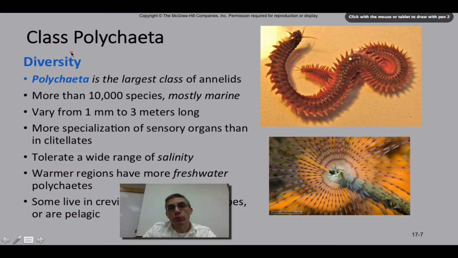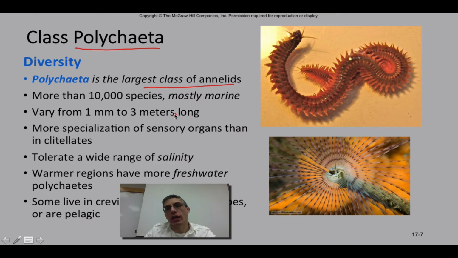Now, the first group that we're going to look at, the first class that's found within the Phylum Annelida, is going to be the class Polychaeta. Polychaetes are the largest class of annelids. As we had said, about 2/3 of the annelids are going to be marine worms, and a large number of them fall into this particular category. There's more than 10,000 species of polychaetes, and again, most of them are marine, varying from 1 millimeter to 3 meters long. More specialization of sensory organs.